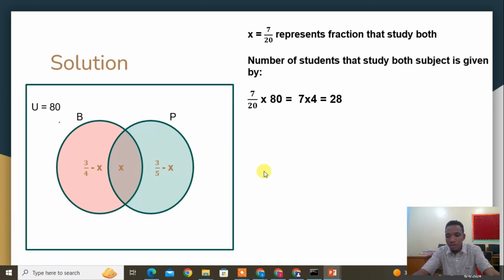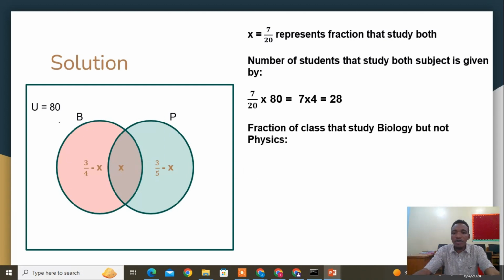Now let's go to the last part of the question. The last part of the question says: fraction of the class that study biology but not physics. So the people that study biology but not physics are these guys here. They are studying biology only. Okay, so you can't say 3/4, because 3/4 is the number of students that study biology. They may be taking it with physics. That is their own personal problem, but we are interested in people that study biology only, which is 3/4 minus X. We have gotten the fraction of X to be 7/20, so 3/4 minus X, with X representing 7/20, is 3/4 minus 7/20.